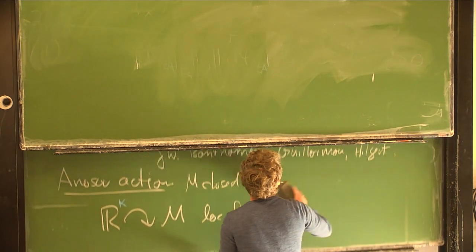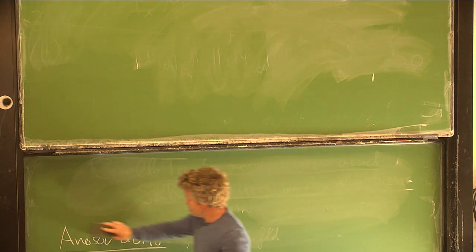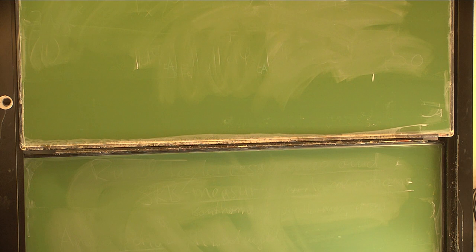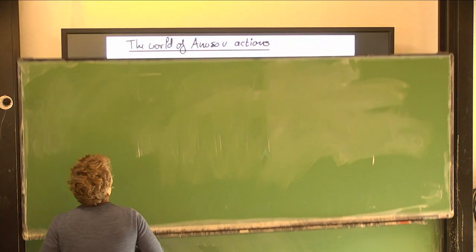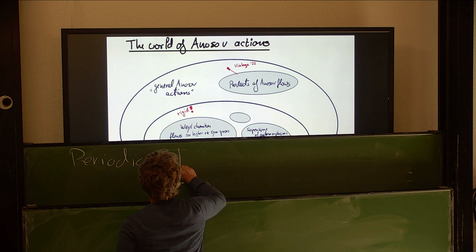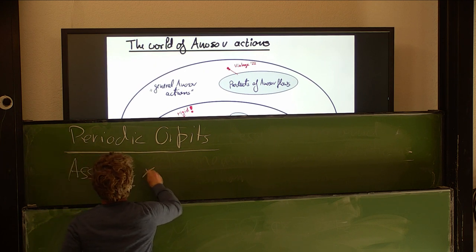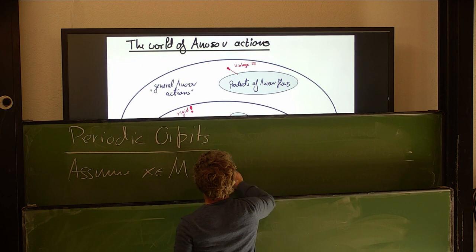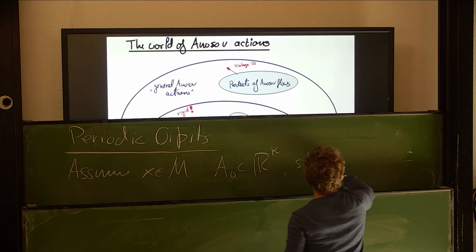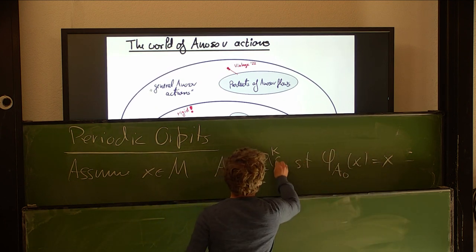Yeah, so the next thing that I want to explain is, of course, periodic orbits are very important for Anosov flows. We know this. And how do periodic orbits look for this Anosov action? So assume that you have a point x and a multidimensional time a such that if you act with this time on x, nothing happens. So it may be, okay, not zero. Yeah.